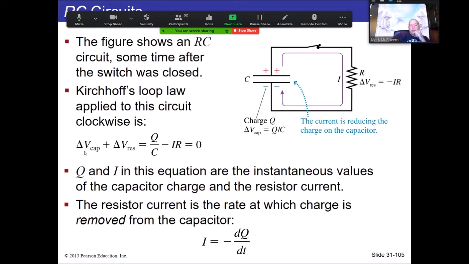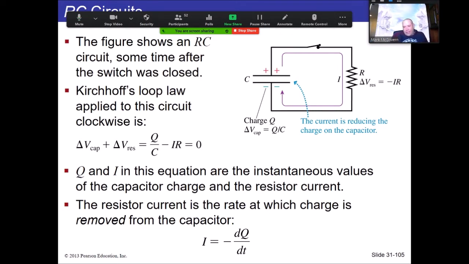The potential difference for the capacitor is given by the capacitor equation, so it's going to be Q over C. And the resistance is given by Ohm's law, which is going to be minus IR. Now here's where it gets kind of interesting. We have an equation that has an expression for Q, the amount of charge that's on here, and we have I in here, which is a time derivative of Q. So guess what that means?